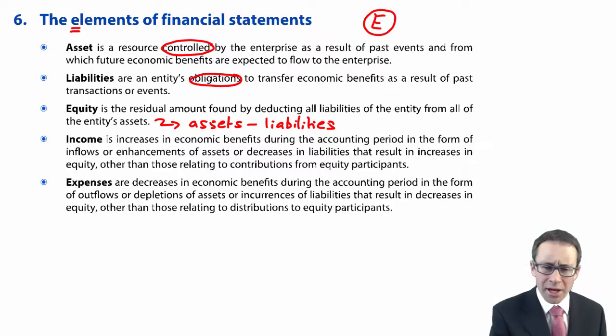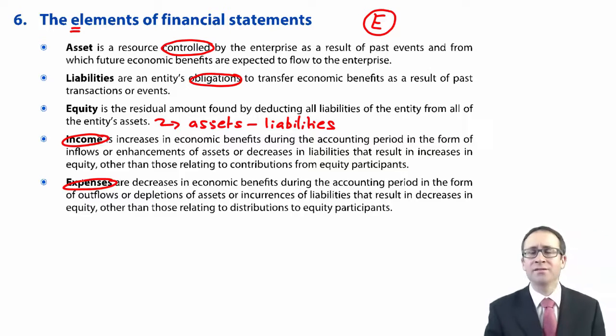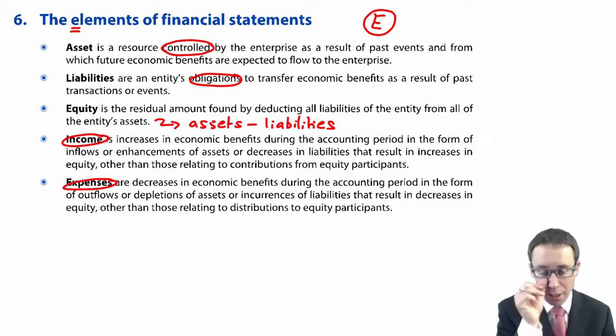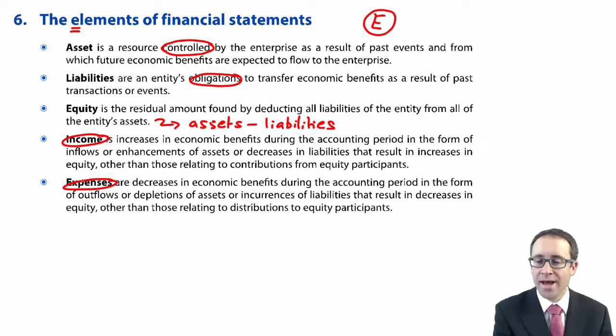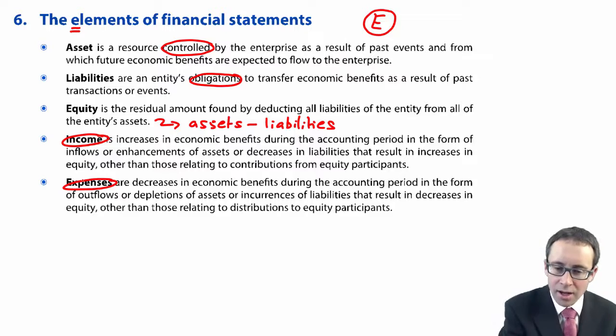The next two are income and expense. Boy, oh boy, oh boy. They are the most complicated, fancy definitions that you possibly have within the entire universe. Income is increases in economic benefit in the form of inflows or enhancements of assets or decreases in liabilities that result in increases in equity, other than those relating to contributions from equity participants. What on earth is all that about?